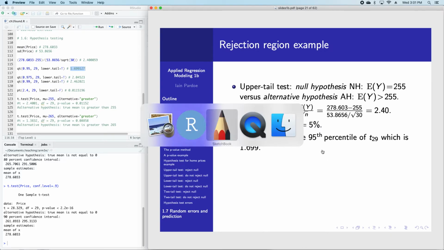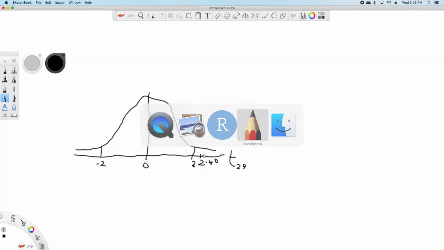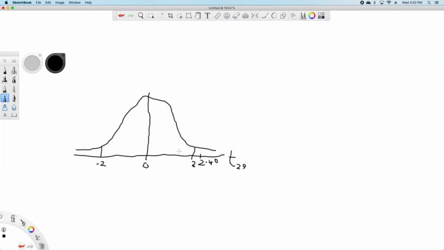Okay, so I could draw that on my picture too. Let's do the 1.699 there. Terrible writing, but you get the idea. That's 1.699. It's the 95th percentile, so if I was to shade this area here, that would be my significance level, 5%.